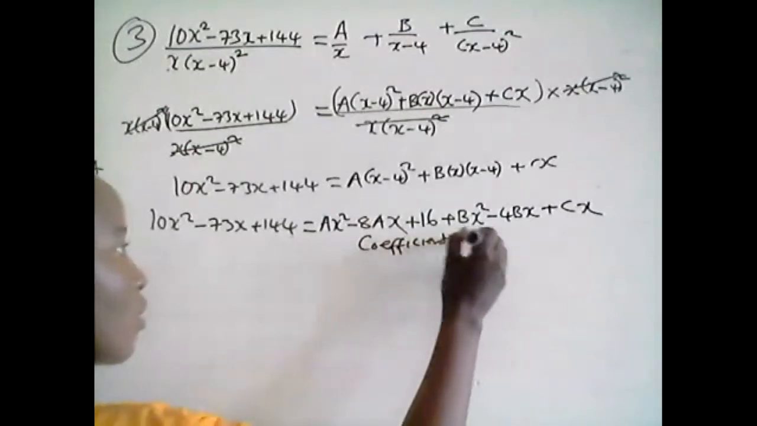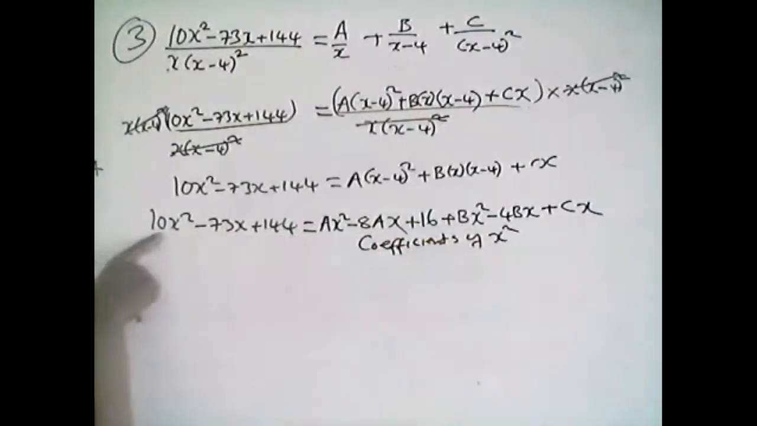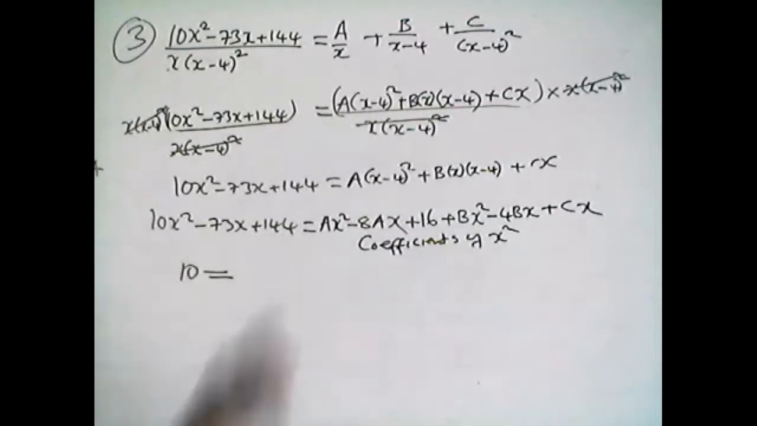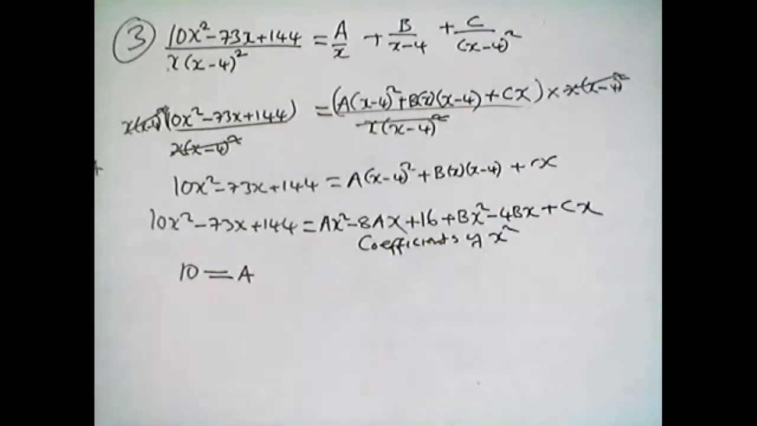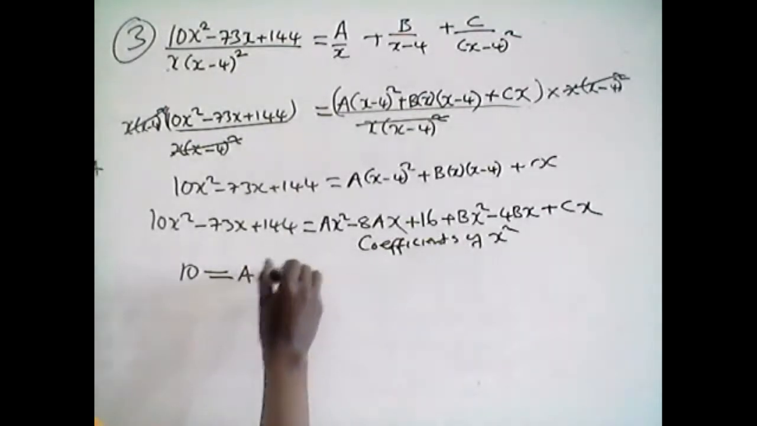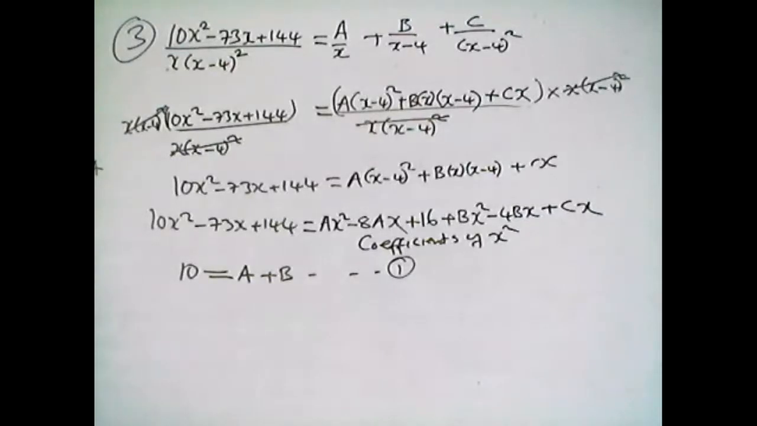Coefficient of x squared. The coefficient of x squared on this side is 10. We don't have n here, so we move to the other side. But remember, there's an equal sign. So we come here. The coefficient of x squared here is a, and there it's a b. So that is our first equation.